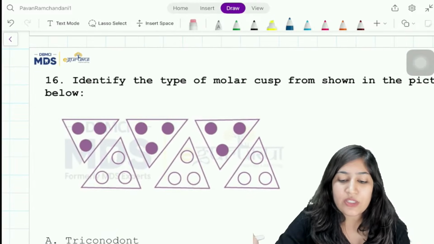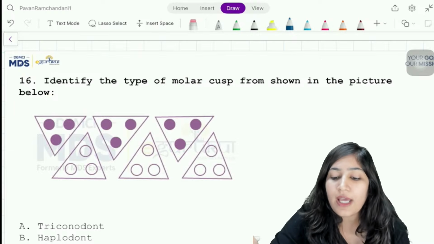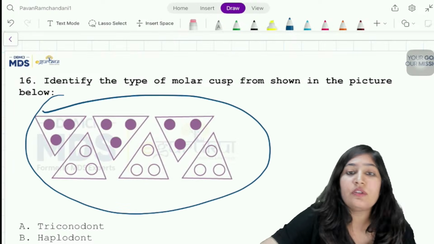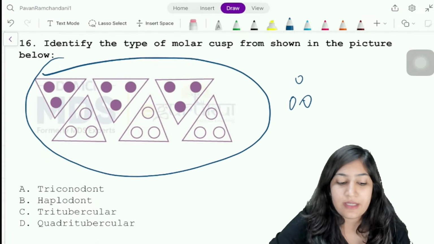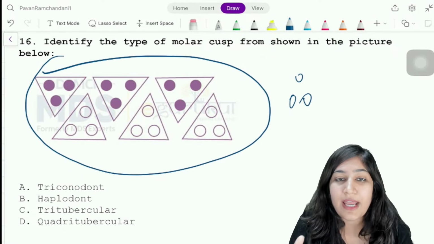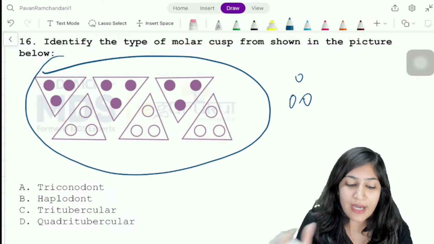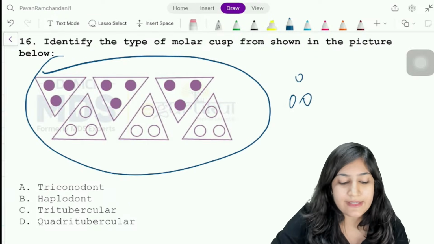Okay, coming to our next question. Identify the type of molar cusp in the given picture. So this is an image-based question. Here we can see a 3 cusp pattern, right? 3 meaning tri. So is it triconodont? Is it haplodont? Is it tritubercular or is it quadritubercular molar? What will be the correct answer here?